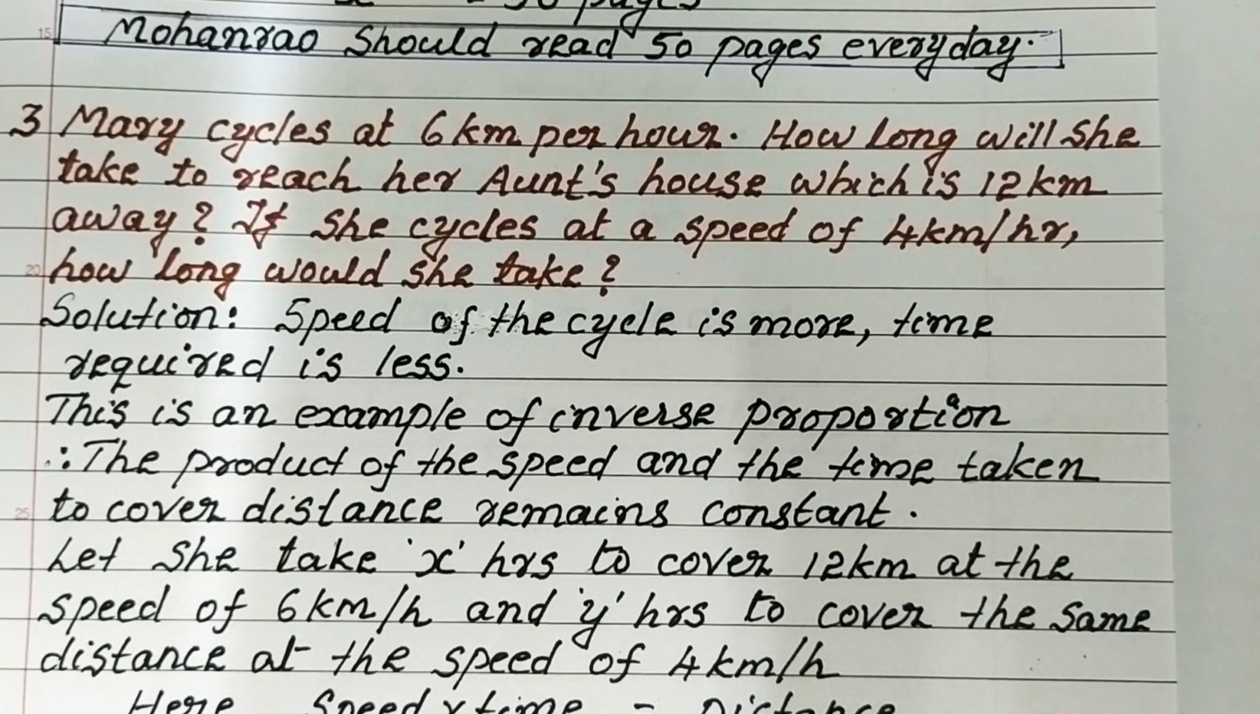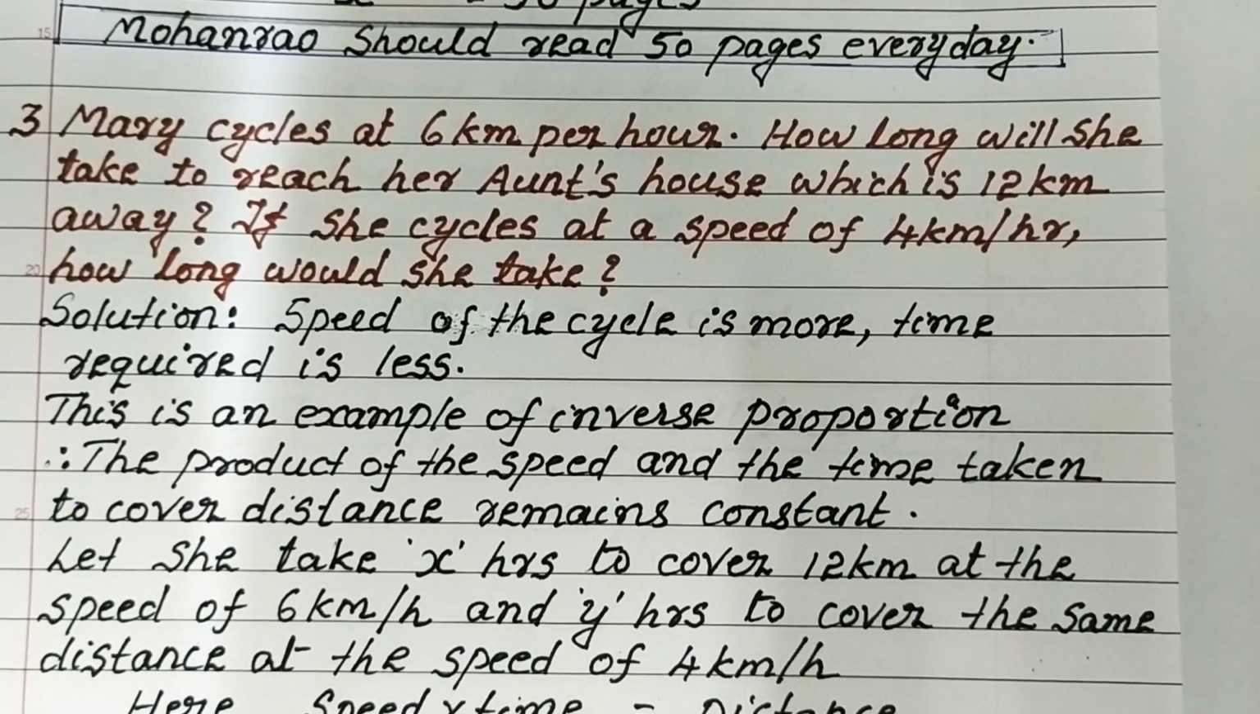First of all, find out whether it is an inverse proportion or not. Speed and time are examples of inverse proportion. If the speed of the cycle is more, the time required is less. If speed is less, the time required is more. So this is an example of inverse proportion. Therefore, the product of the speed and the time taken to cover the distance remains constant.